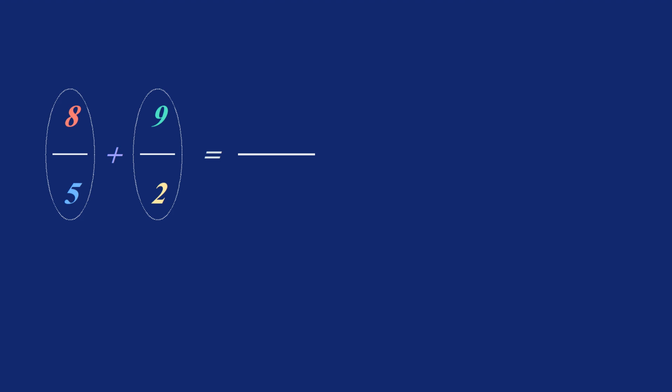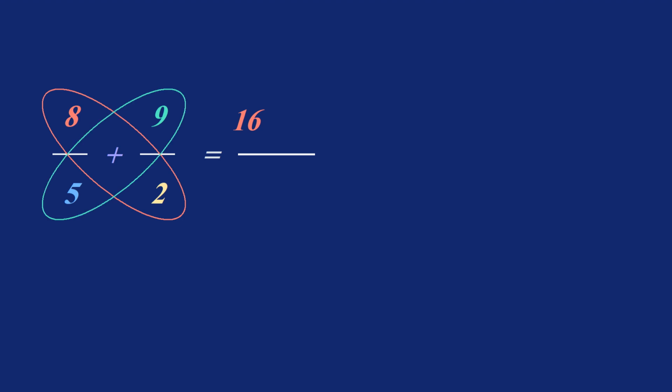And we want to add them. Multiply the first top times the second bottom. So we have 8 times 2, which is equal to 16. Multiply the first bottom times the second top. So we have 5 times 9, which is equal to 45.